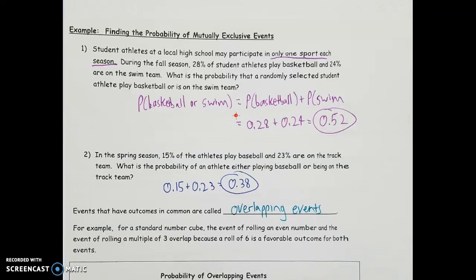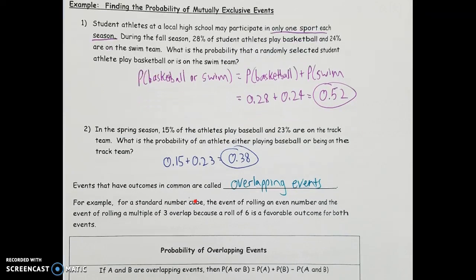But if I could play more than one sport, that could be an example where students are playing both at the same time. So another example, in a standard number cube, if I find the event of rolling an even number or the event of rolling a 3, that has an overlap because if I roll 6, that's both even and it's a multiple of 3. So it's a favorable outcome for both types of events that were described.